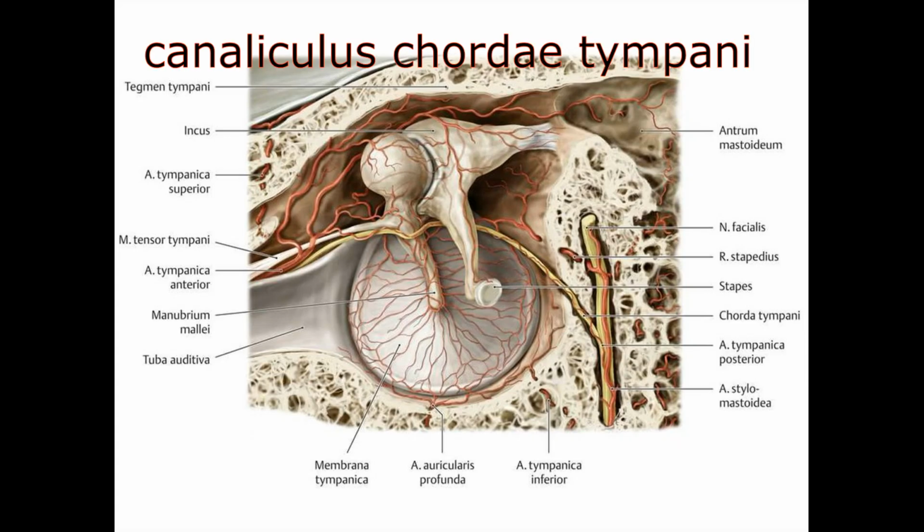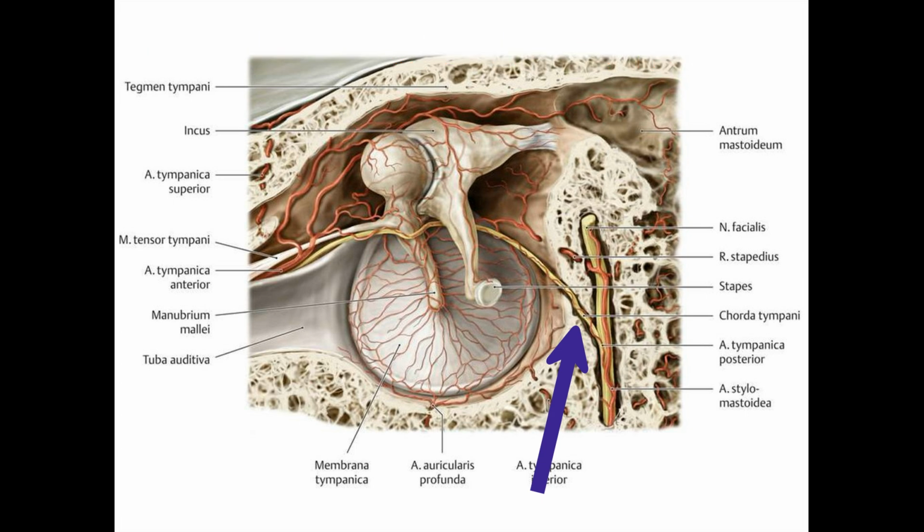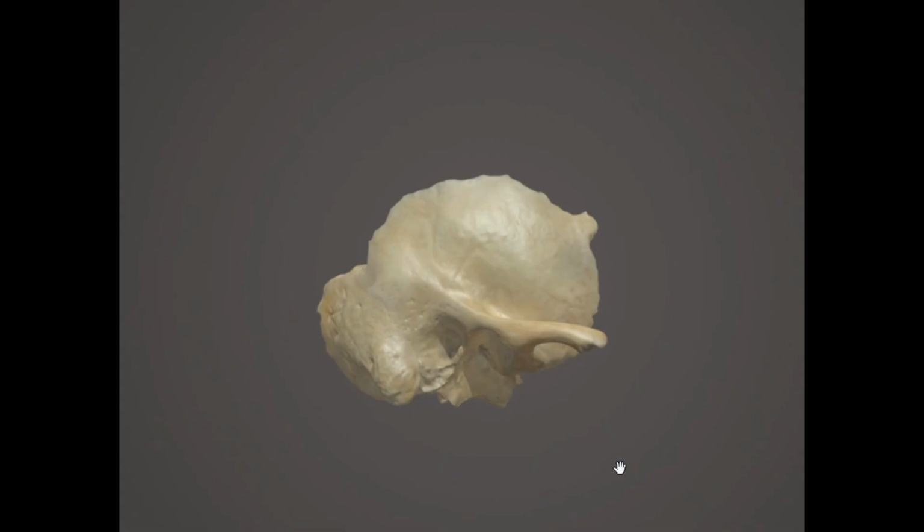Chorda tympani canaliculus, canaliculus chordae tympani, begins from the facial nerve canal slightly above the stylomastoid foramen, runs forward, and opens into the tympanic cavity. This canaliculus transmits a branch of the facial nerve, the chorda tympani, which then exits the tympanic cavity via the petrotympanic fissure, fissura petrotympanica.